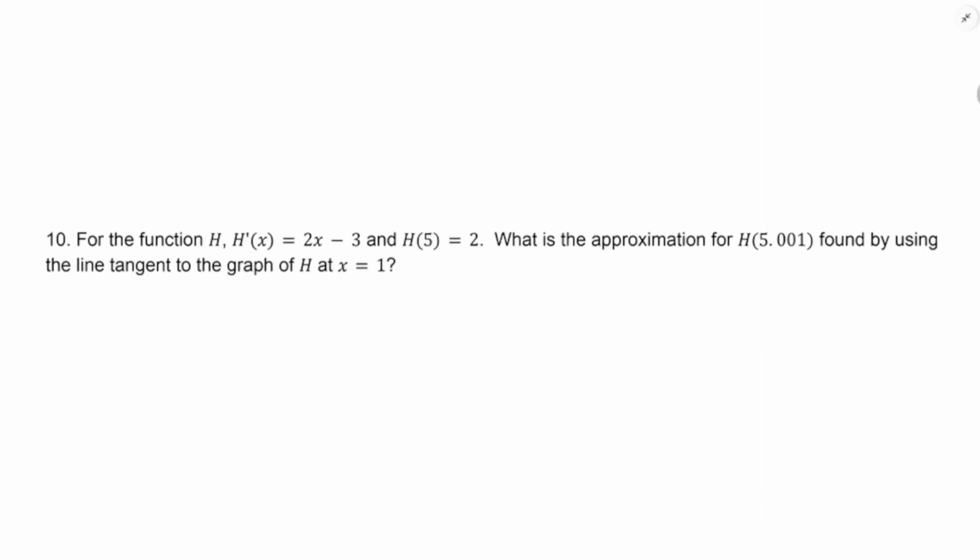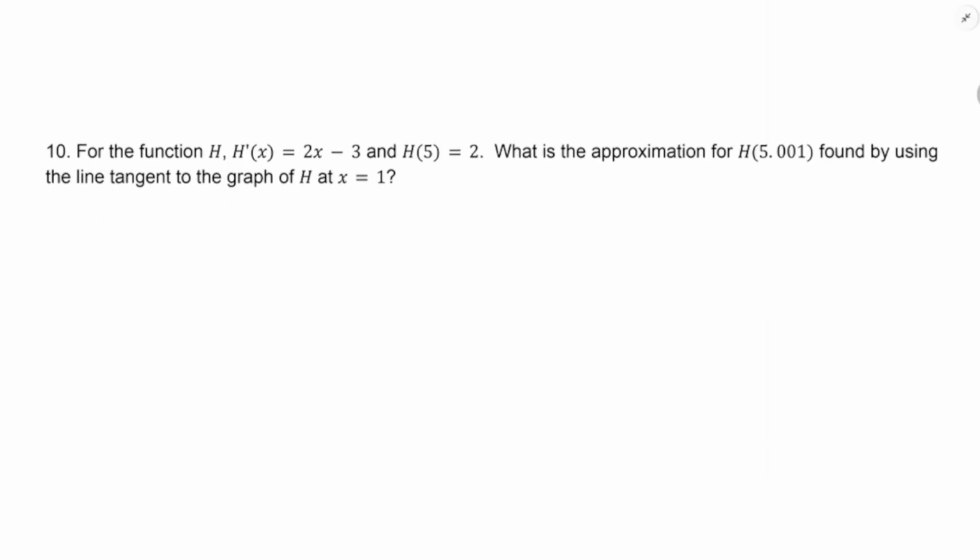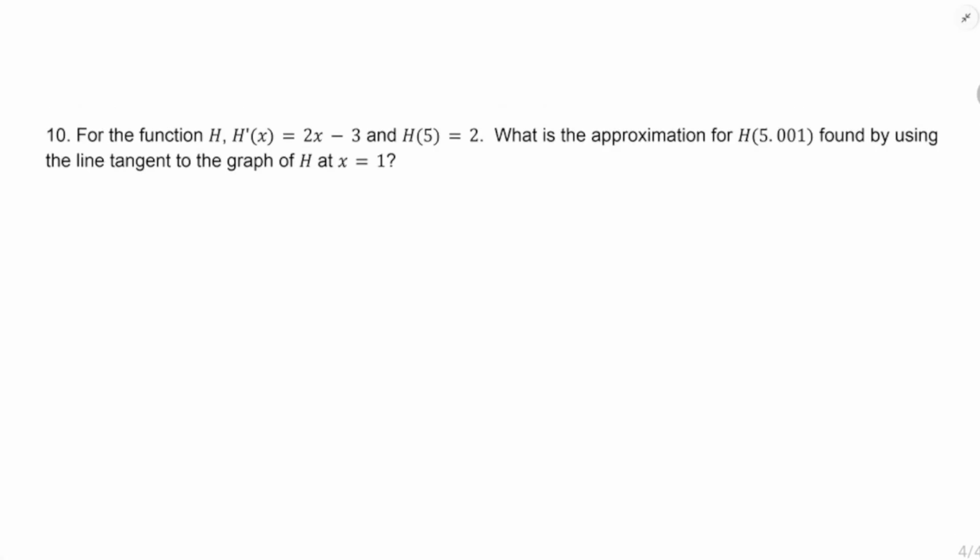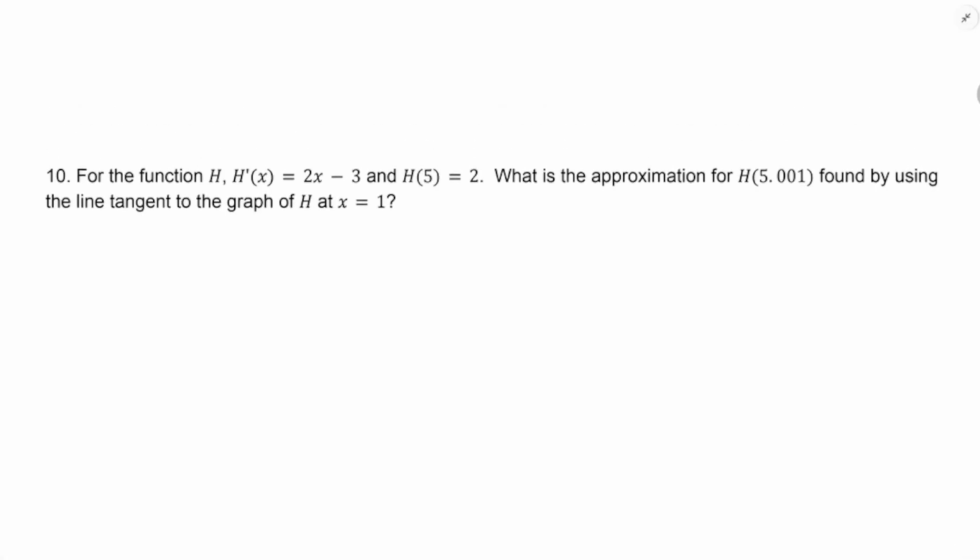All right. For the function h, h prime is this. What's the approximation? Okay, so I just figured I'd put a couple of easy ones at the end, just in case you needed any more practice. Okay, but hopefully, maybe by this point, you're already feeling pretty good about this. Y minus 2 is equal to, well, I need h prime of 5. That's going to be 10 minus 3. So that would be 7 times x minus 5.